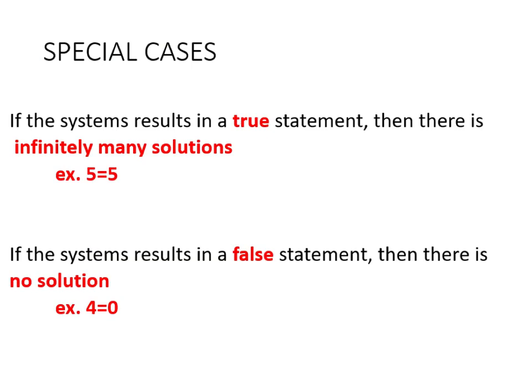In this video, we will talk about special cases of solving systems of equations with elimination. First, if the system results in a true statement, then there is infinitely many solutions. So for example, 5 equals 5 would indicate infinitely many solutions. If the system results in a false statement, then there is no solution. So if you get something like 4 equals 0, which isn't true, then it would be considered no solution.